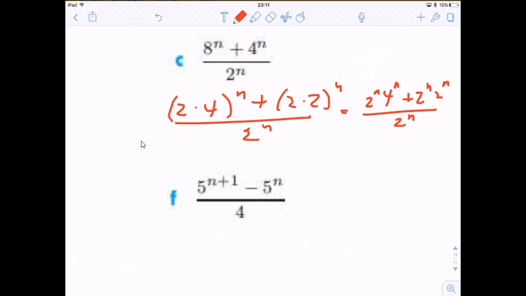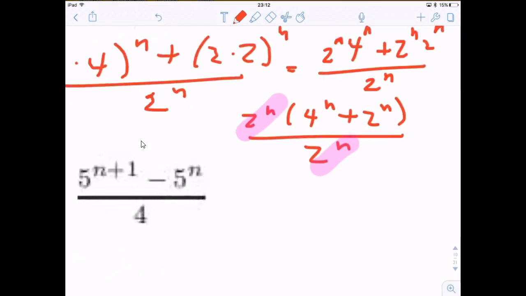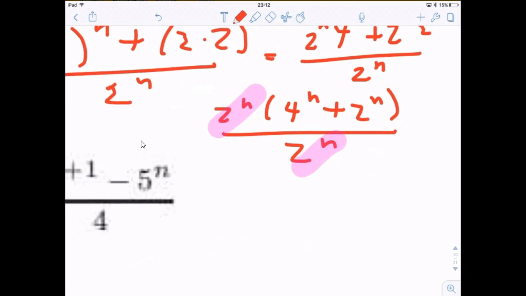And now you can cancel these out if you know what you're doing. If you don't, then just factor it out. So 2 to the n factored out. I'm left with 4 to the n here and 2 to the n here. And then I'm divided by 2 to the n. I can cancel that out. And I'm left with 4 to the n plus 2 to the n.